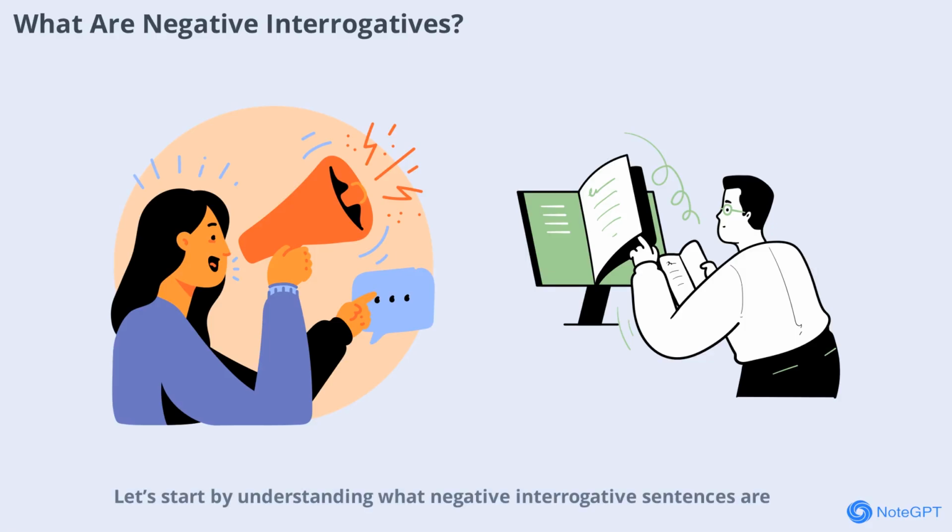Let's start by understanding what negative interrogative sentences are. As the name suggests, these are questions that are made negative, often by adding the word not. But they're more than just simple questions, they can also express surprise, expectation, or even emphasize a point. For example, when someone asks, "Don't you have a dirham?" they're not just seeking information, they might be expecting you to say yes.